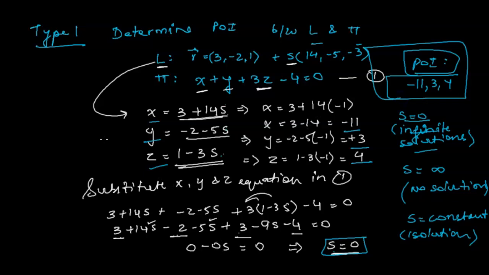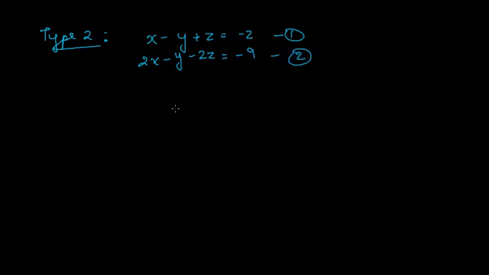Let's move on to the next type of problem, where we have to find the point of intersection between three planes. To determine the point of intersection between three planes, we will be given the plane equations in Cartesian form. So let's say we have the equations x minus y plus z is equal to -2. We call this equation number 1. The second equation we would have is 2x minus y minus 2z is equal to -9. That is called equation number 2. And the third is 3x plus y minus z is equal to -2. That's called equation number 3.